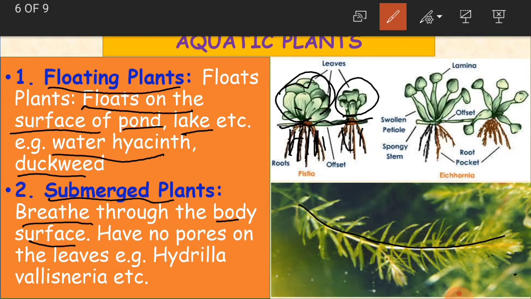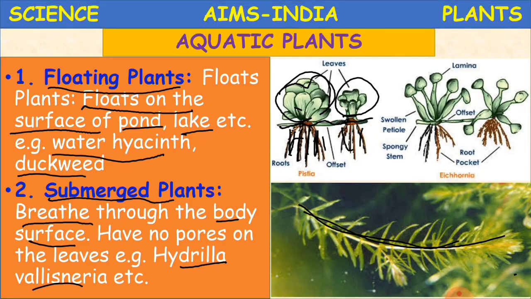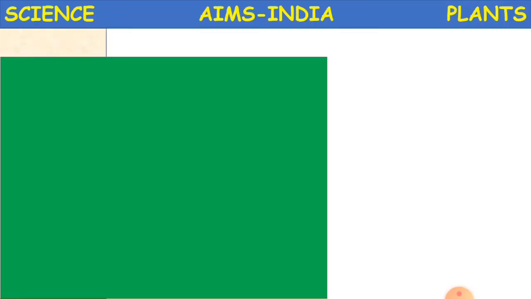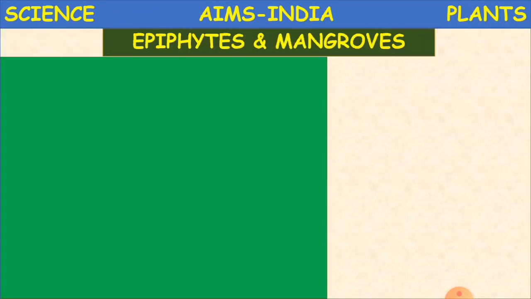Normally other types of plants have pores on the leaves, and they breathe with the help of the pores. But these plants don't have pores on the leaves. They breathe through the body. For example, hydrilla, vallisneria and so on, okay children, clear? So floating plants and submerged plants come under aquatic plants.